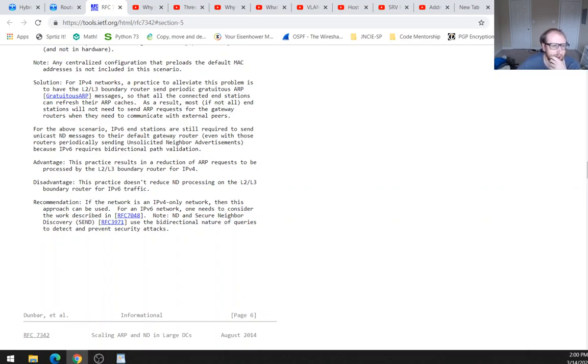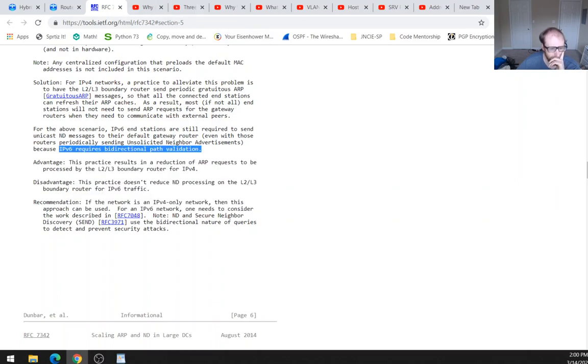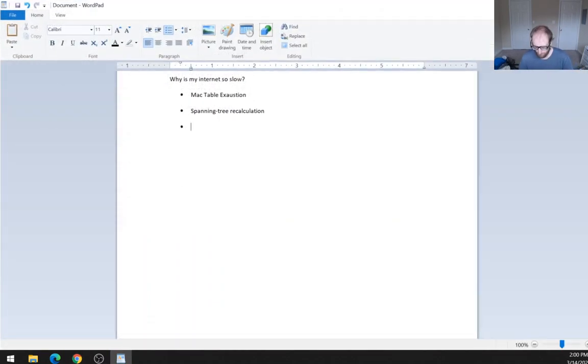For the above scenario, IPv6 end stations are still required to send unicast ND messages to their default gateway router, even with those routers periodically sending unsolicited neighbor advertisements, because IPv6 requires bidirectional path validation. Okay, I actually didn't know this, so I'm going to take a note here.